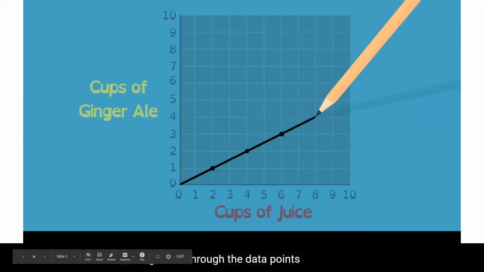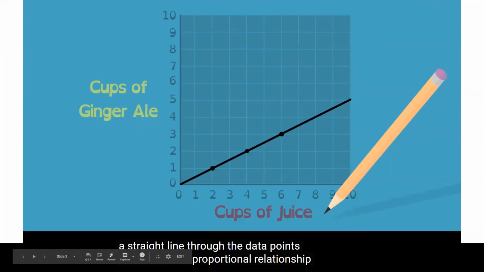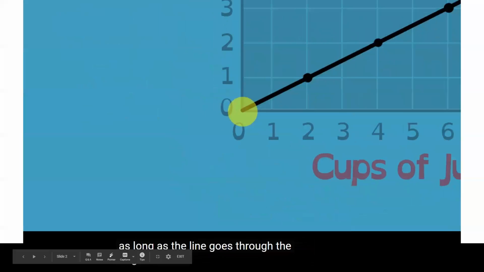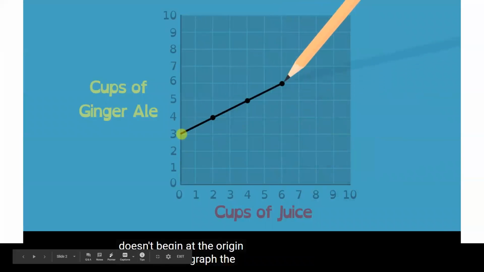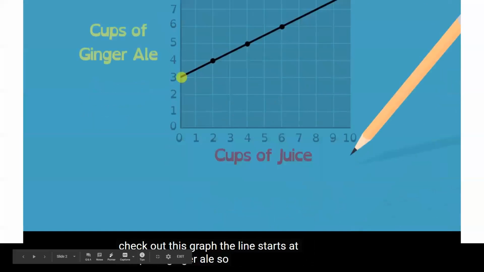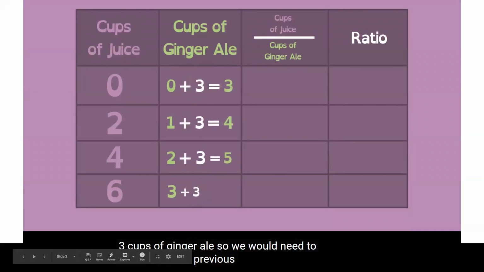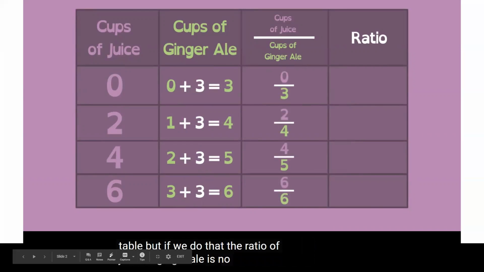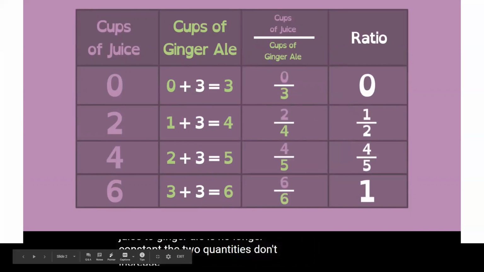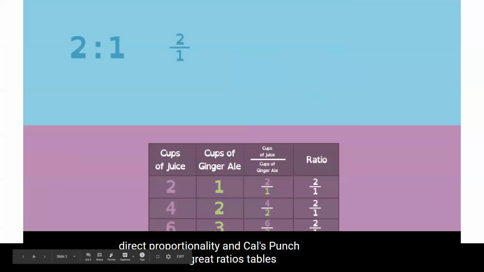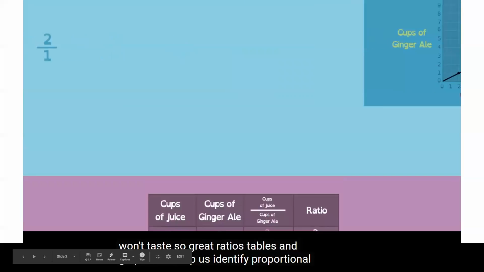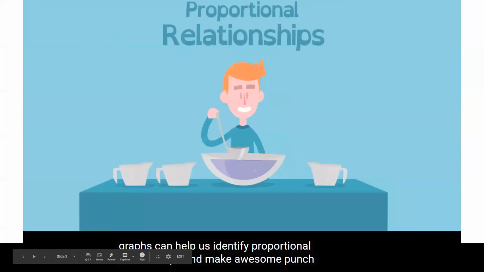A straight line through the data points shows a direct proportional relationship as long as the line goes through the origin. But what happens when the line doesn't begin at the origin? Check out this graph. The line starts at 3 cups of ginger ale, so we would need to add 3 to all our previous answers on the table. But if we do that, the ratio of juice to ginger ale is no longer constant. The two quantities don't increase at the same rate. This is not direct proportionality, and Carl's punch won't taste so great. Ratios, tables, and graphs can help us identify proportional relationships and make awesome punch.